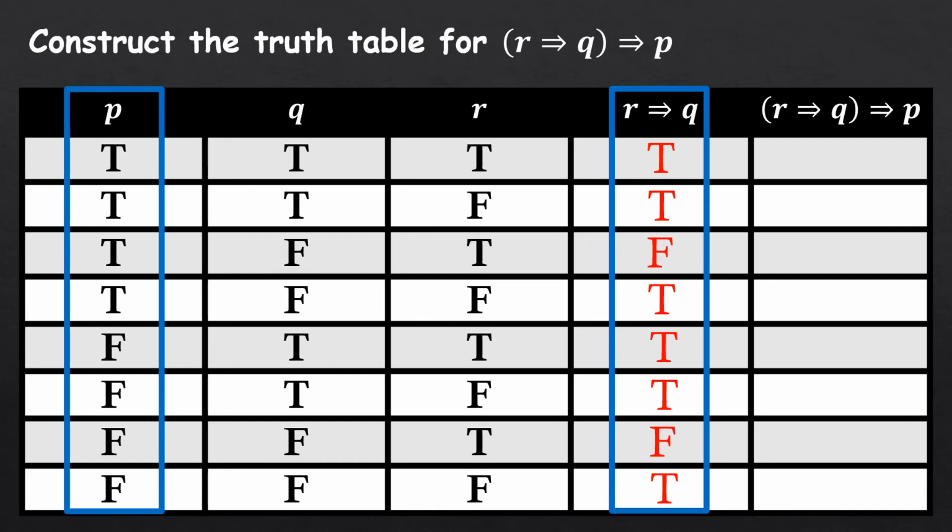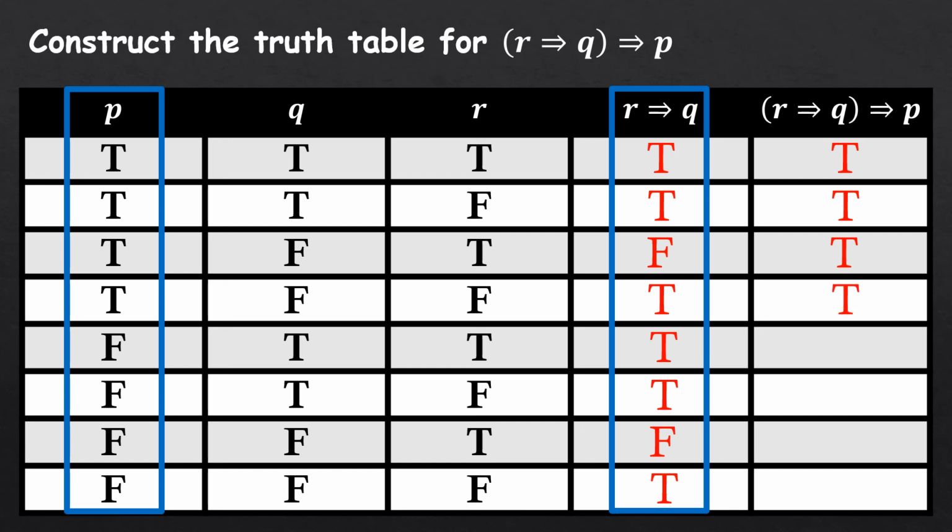Again, just like the previous one, nakabaliktad yung R implies Q before yung P. So, you have to take note na kailangang unahin yung truth values ng R implies Q before yung truth values ng P. So, for the first one, we have T implies T, the answer is true. T implies T, the answer is true. F implies T, the answer is true. T implies T, the answer is true.